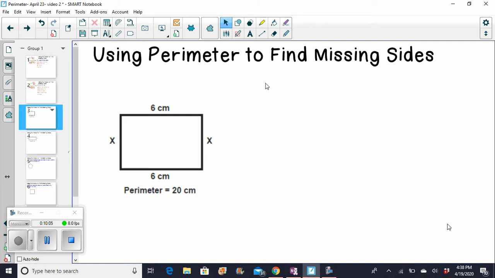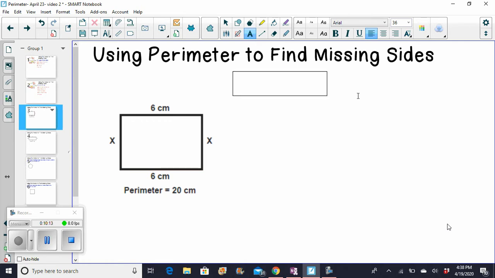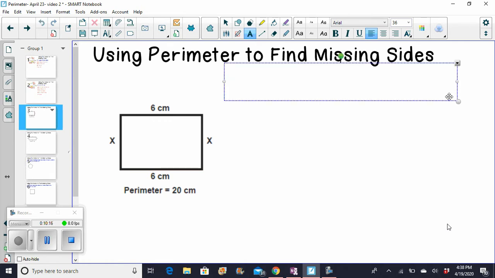Let's break this down. Before we do any solving, there are a couple things that we need to remember. First thing is our formula. If we have a rectangle, our perimeter is equal to the sum of length plus width plus length plus width. Some of you might remember from my last video that you could also think of it as length plus width doubled, or length plus width times 2, or length times 2 plus width times 2. But I'll just leave it like this for the moment.